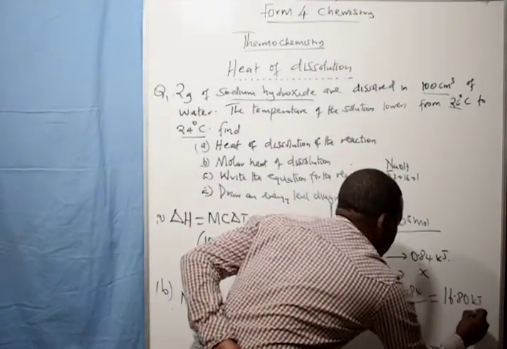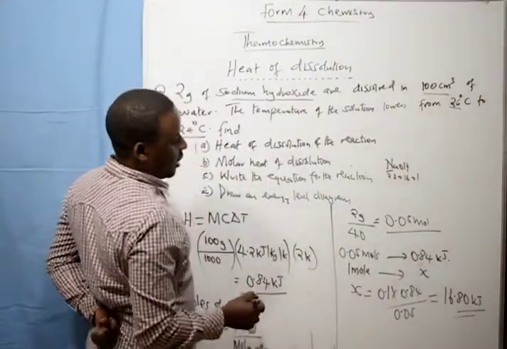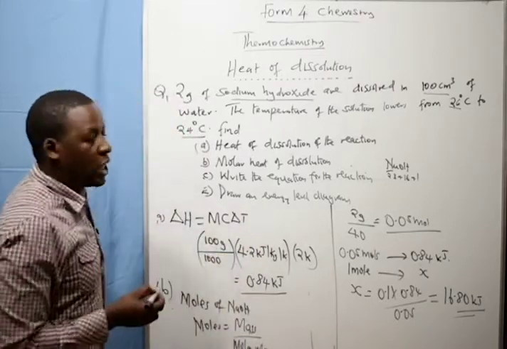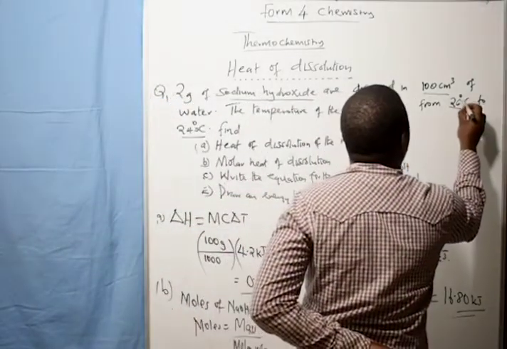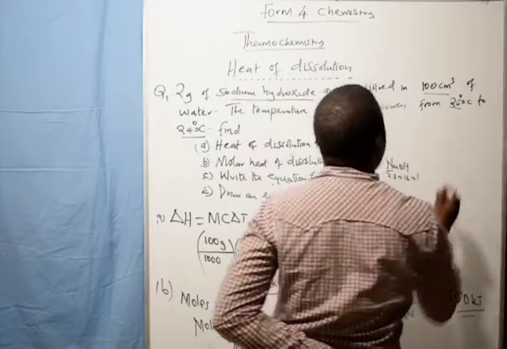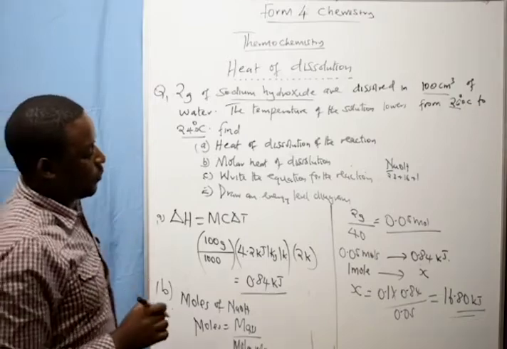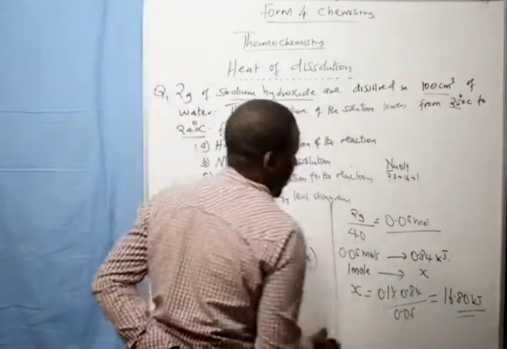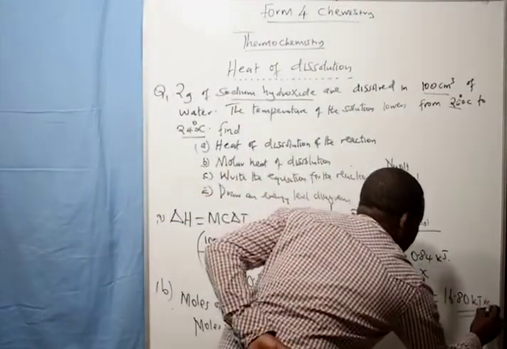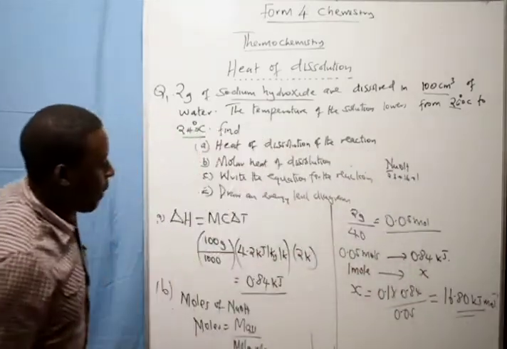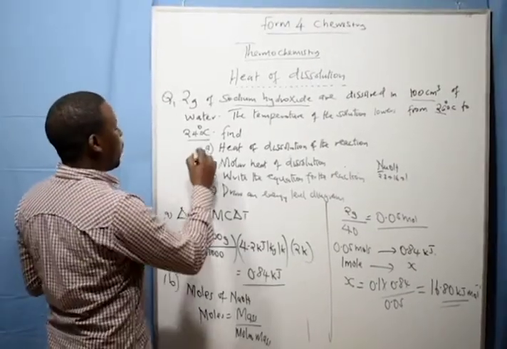Now, something to note here, when you're recording, temperature should be put in 1 decimal point, that is 26.0. Very clear to note that. The temperature must be recorded in 1 decimal point, 24.0, 26.0. Then your molar enthalpy is 16.80 kilojoules per mole. Then that is our question number 1, 2.